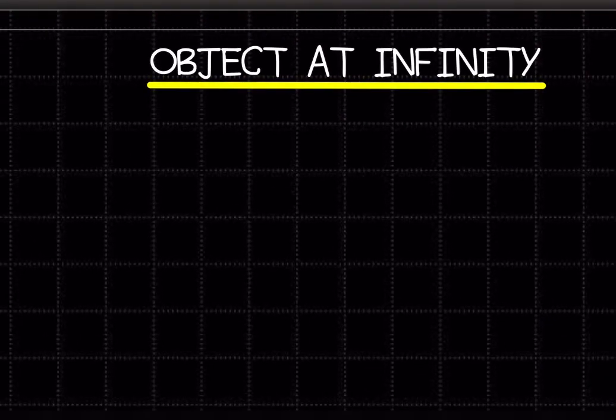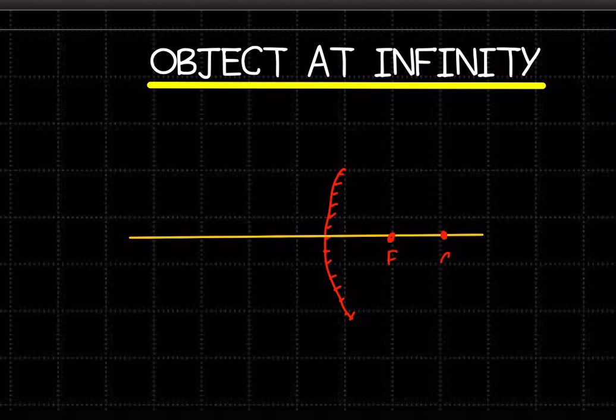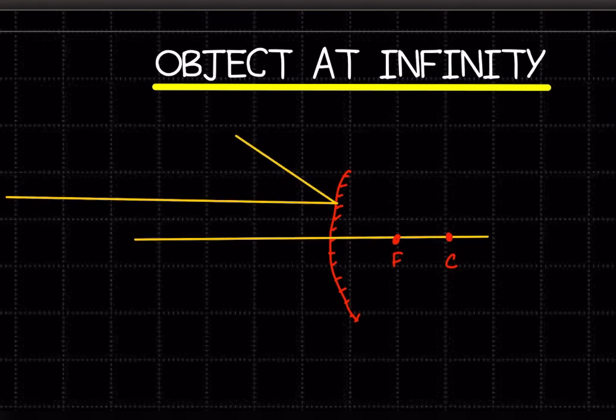Okay, let's go to the object at infinity. What will happen if I keep the object at infinity? Let's say this is my convex mirror. Let me draw a line like this. Now let's say this is my focus, this is my center of curvature. Now let's say the object is coming from somewhere at infinity. If the ray comes like this, the rule is the same, right? It will get reflected, and if I draw a dotted line, it will touch the focus like this.